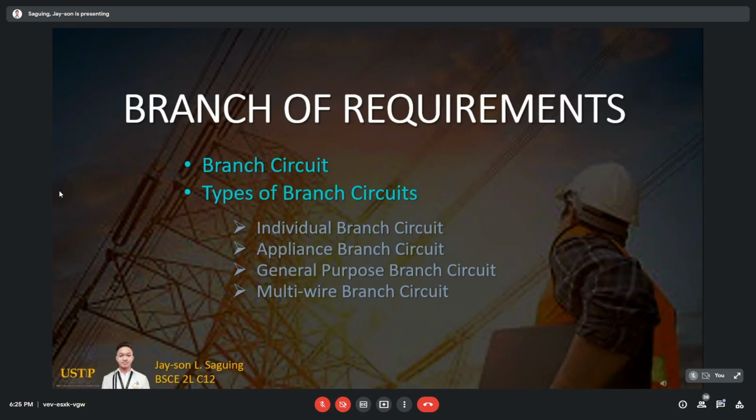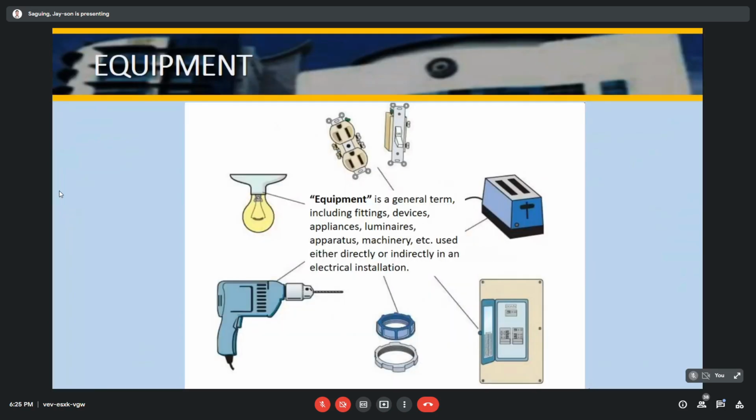So I am Jason and Sagin, and I'm going to report on branch circuits. So first, let's define equipment and appliances. Equipment is a general term including fittings, devices, appliances, luminaires for lighting, apparatus, machinery, and etc., used either directly or indirectly in an electrical installation.